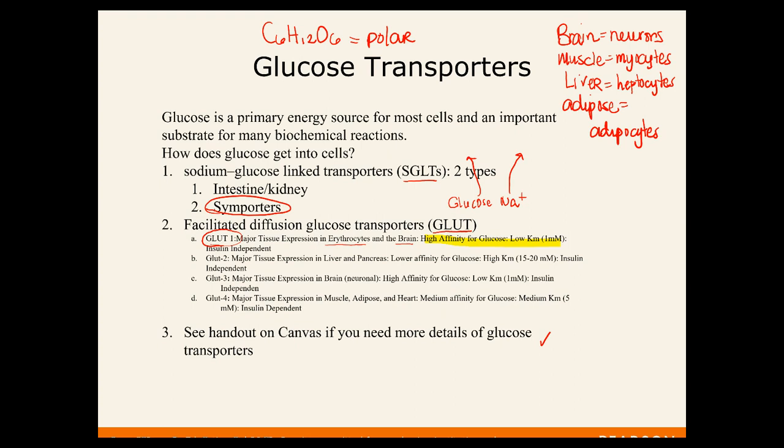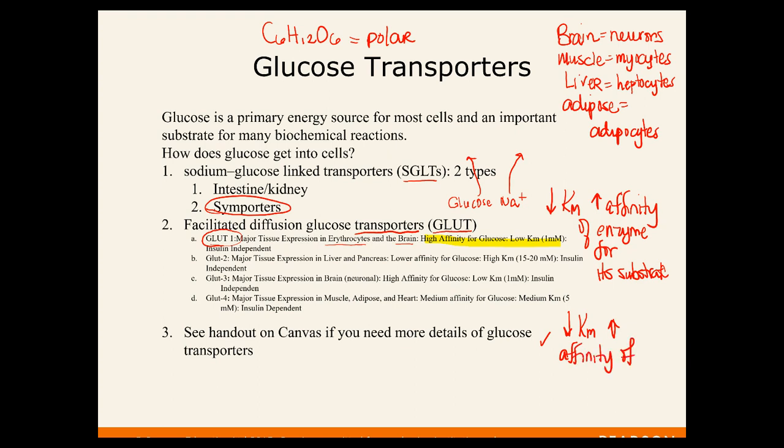So remember from our Michaelis-Menten discussion, the lower the Km, the higher the affinity of an enzyme for its substrate. Now these are not enzymes, they're transporters, but the same idea will apply. The lower the Km, the higher the affinity of the transporter for glucose.